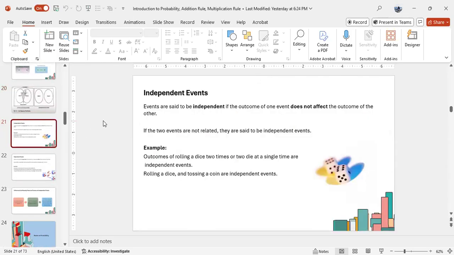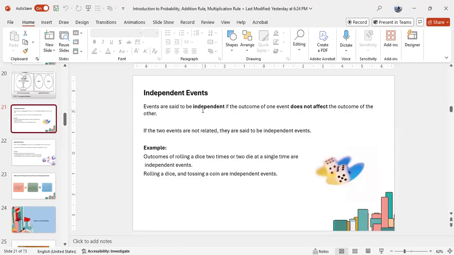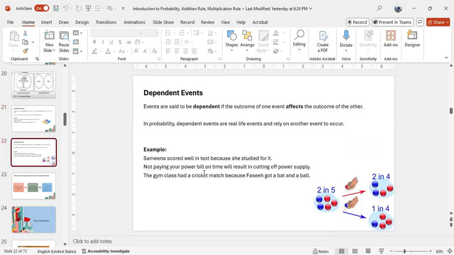Moving forward to independent events. Events are said to be independent if the outcome of one event does not affect the outcome of the other. If the two events are not related, they are said to be independent events. Example, outcomes of rolling a dice 2 times or 2 dice at the same time are independent events. Rolling a dice and tossing a coin are independent events.